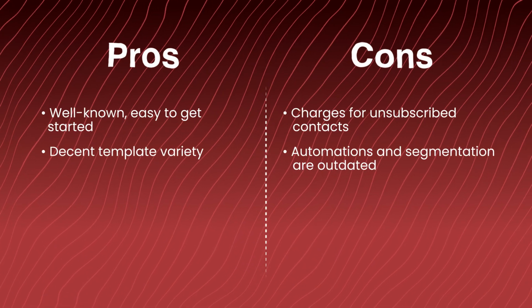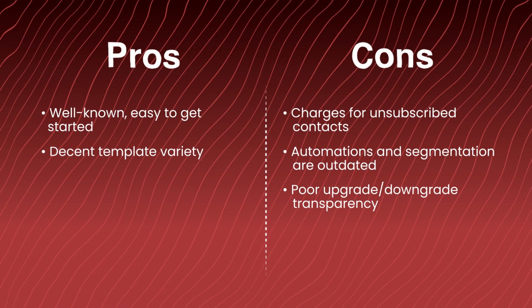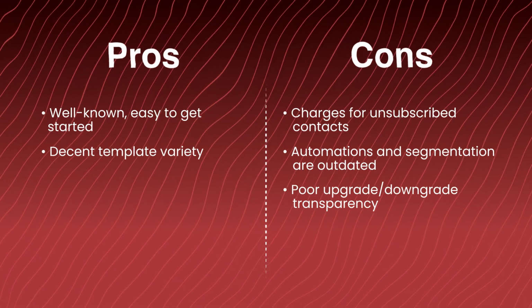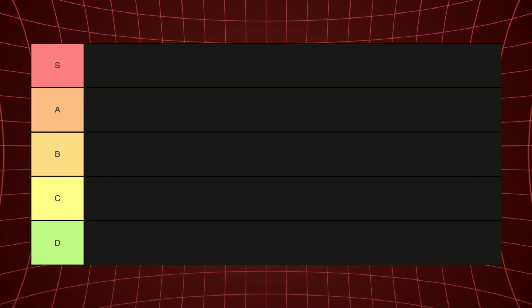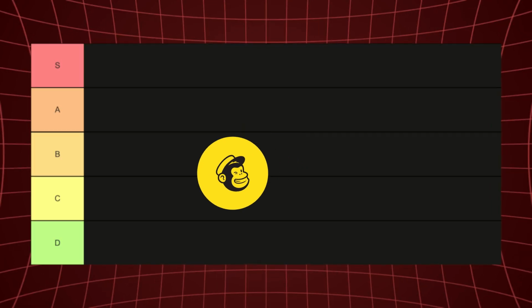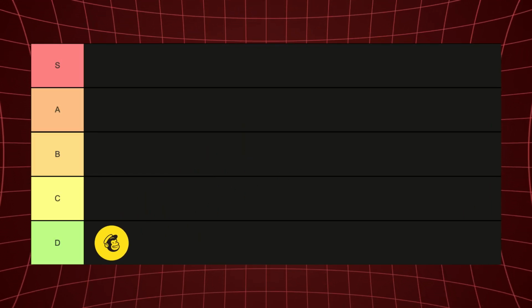The third thing that I will say is that there are tons of limitations in terms of what you can do with segmentation and flows and automations, which greatly limits your ability to get revenue on this email marketing platform. And email is your most important marketing channel, arguably. So you don't want to neglect that just for a platform that seems easier to use. So I reckon that Mailchimp just falls into the D list. It is my least favorite platform.